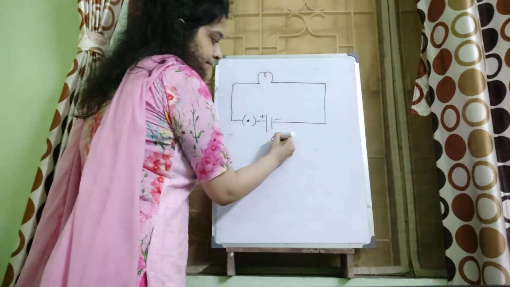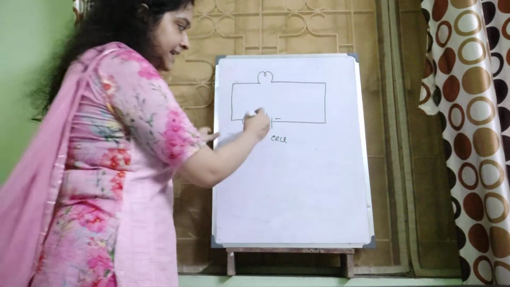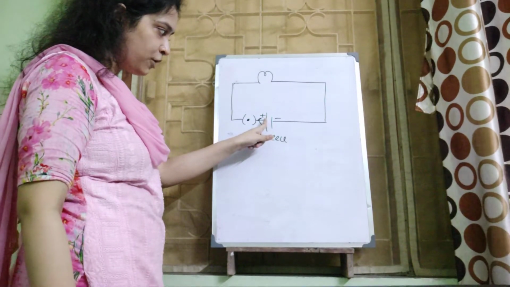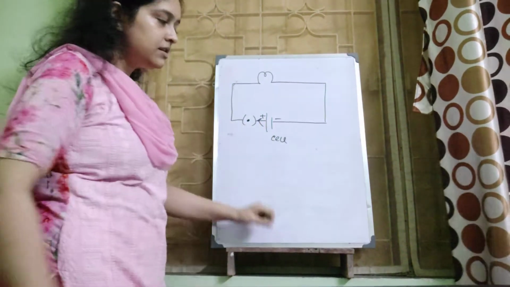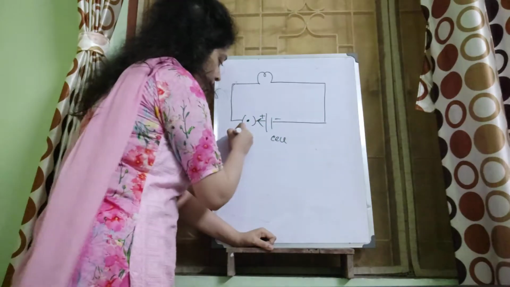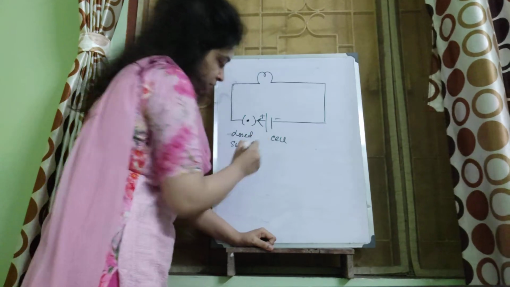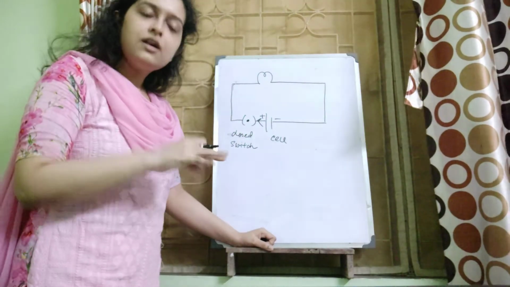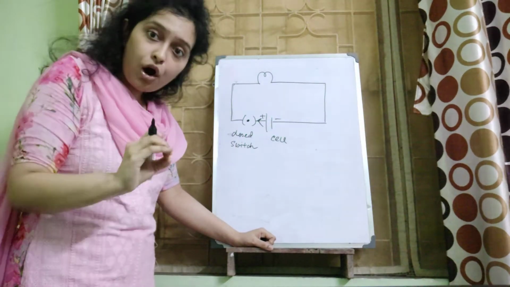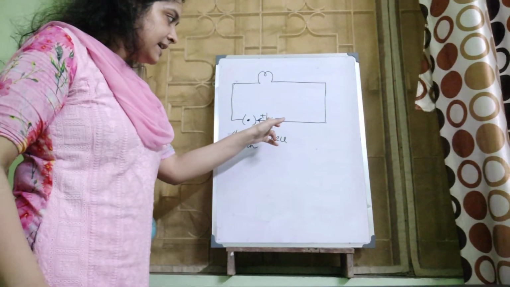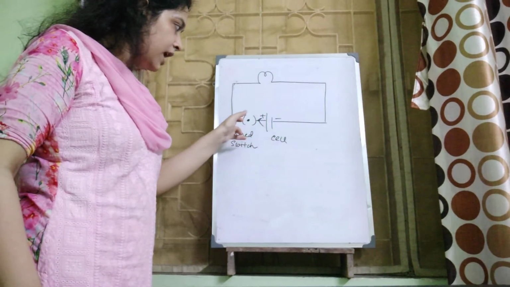Cell, it is sending current. Current starts flowing from the positive end. What is this? Closed switch. Switch is closed, that means the switch is on basically. That means current will be able to flow now.